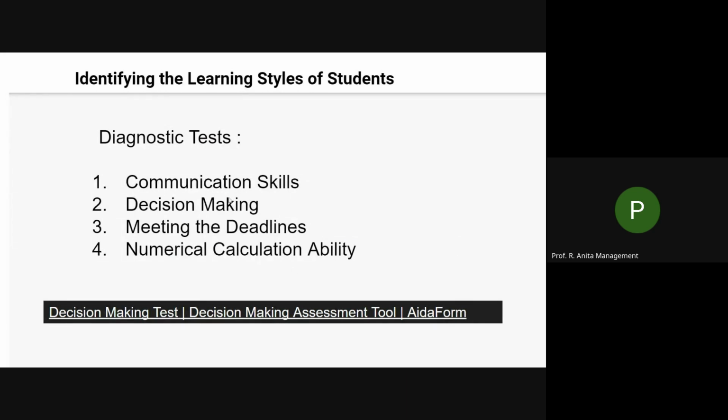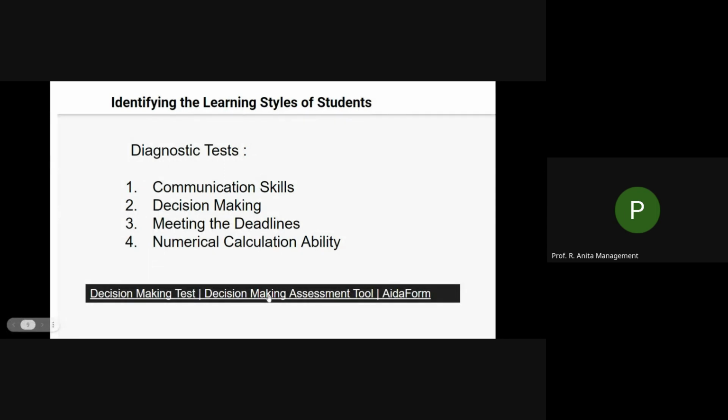We can test them on communication skills, which is very important because if a student has to be employable, then he needs to know how to communicate well. Decision-making skills, like this is an example which I put. If we click this, there are different websites where you can test the skills of the students at the initial level. This is one of the examples I put.